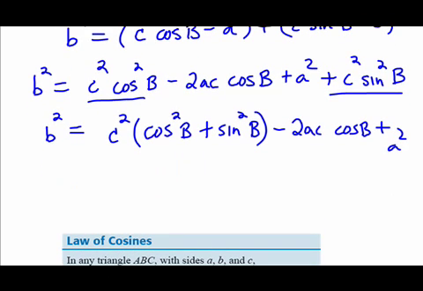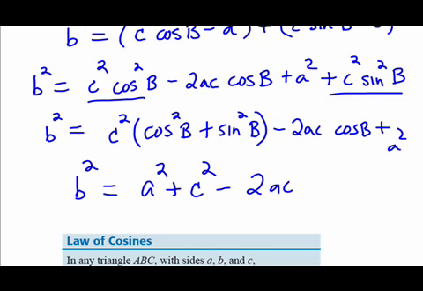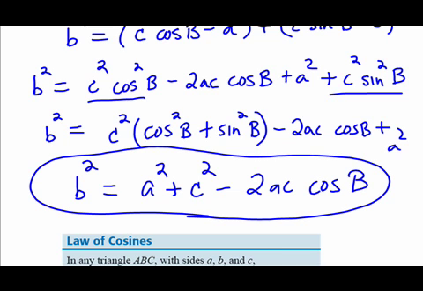And what do I have in parentheses? Sine squared b plus cosine squared b is just 1. So 1 times c squared gives us c squared. And we have the end. We have b squared equals a squared plus c squared minus 2ac cosine b. There is one version of the law of cosines. One version.